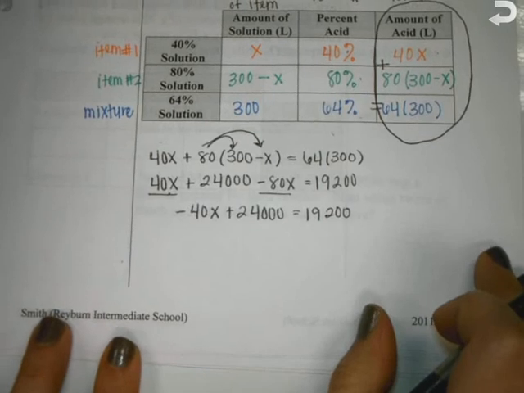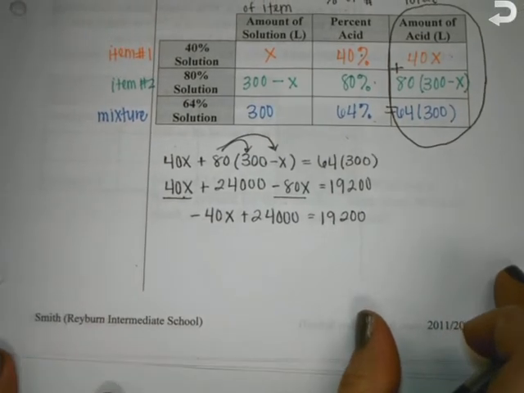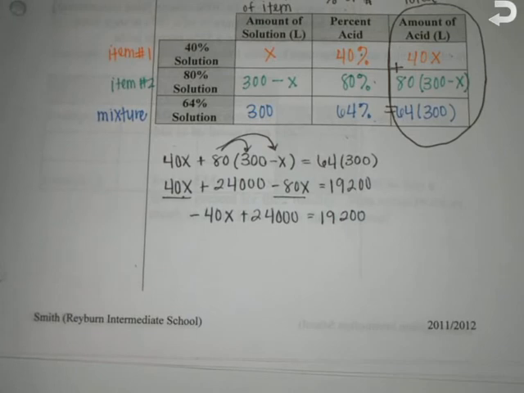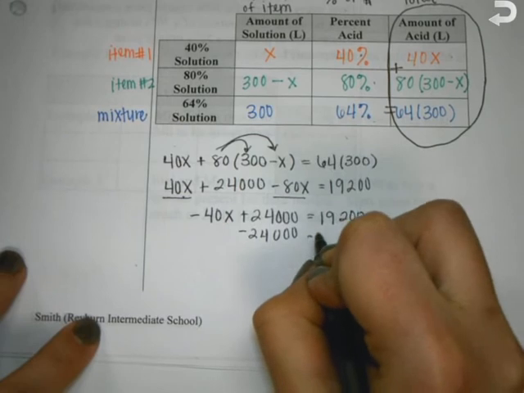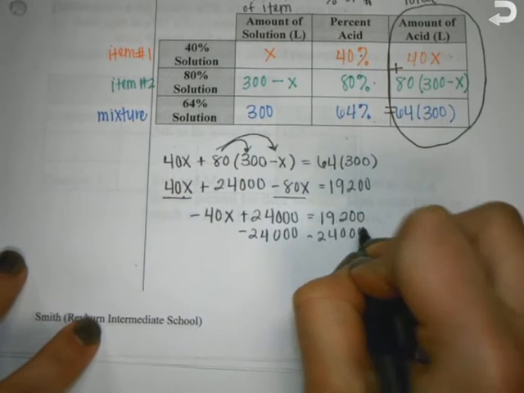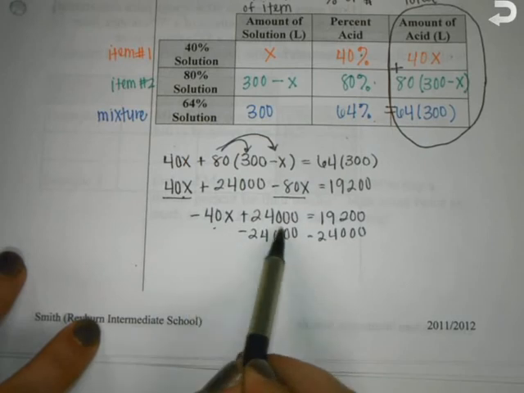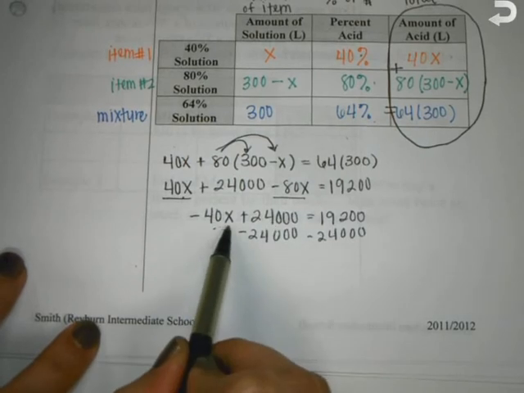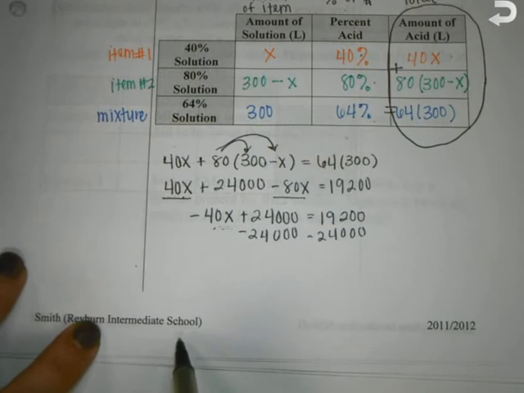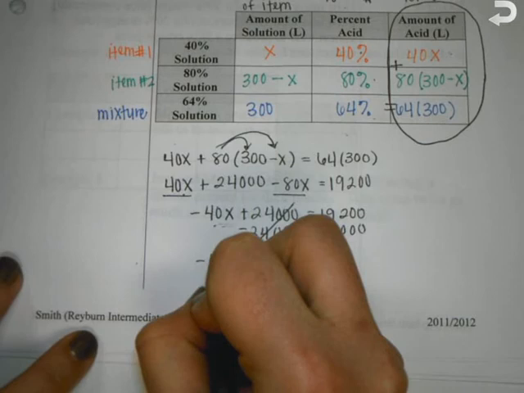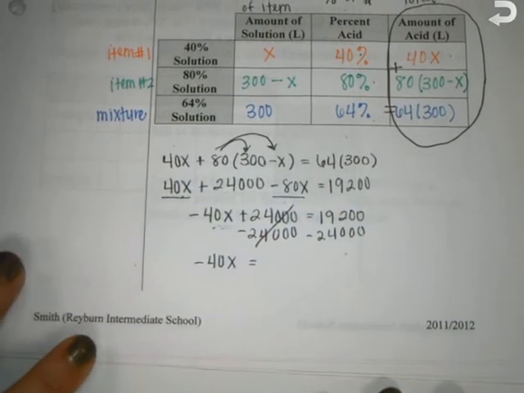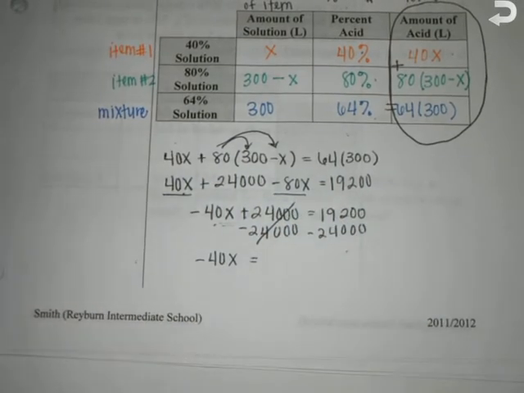Okay, now what can I do? Subtract 24,000. Well, you don't add the 24,000 and the 40x. They're not like terms. This one has an x. So those cancel, and we are left with negative 40x equals 19,200 minus 24,000, which is negative 4,800.